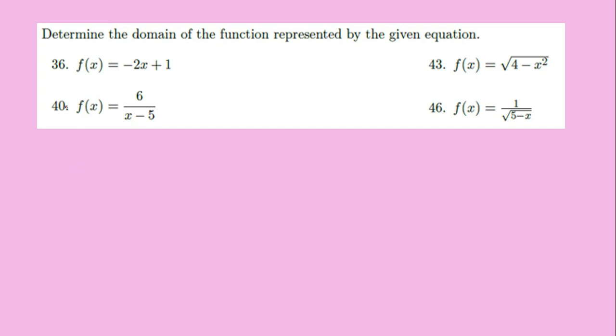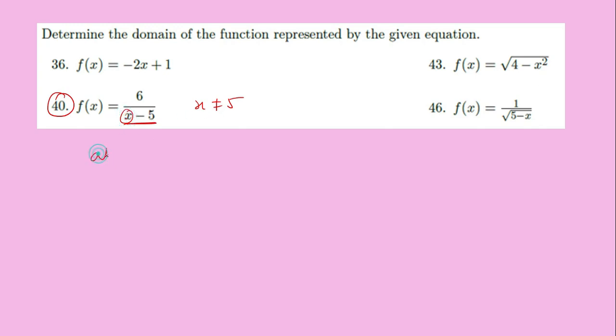Next, let's go with question number 40. It is a similar type of question to the one we just discussed. Let's try: what is the domain for this one? If you look at this, x is not equal to 5, isn't it? X should not be 5, because 5 minus 5 is 0 in the denominator.